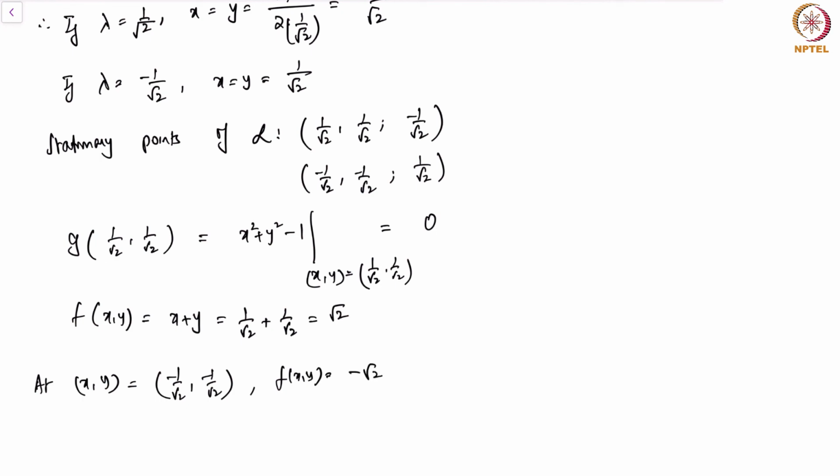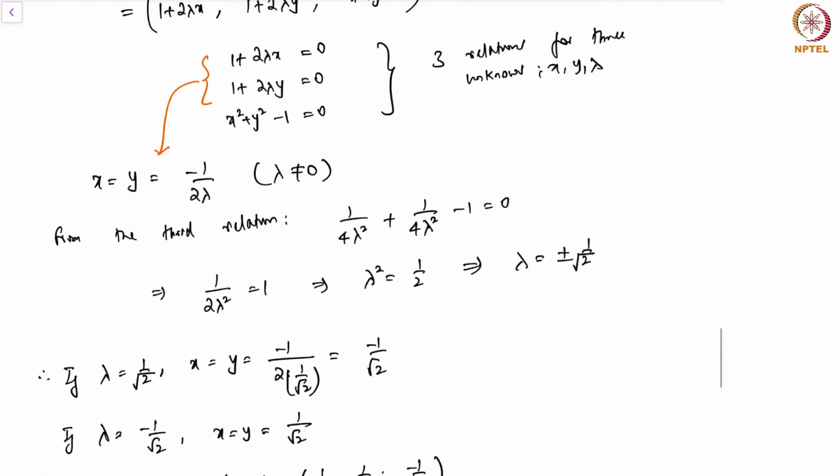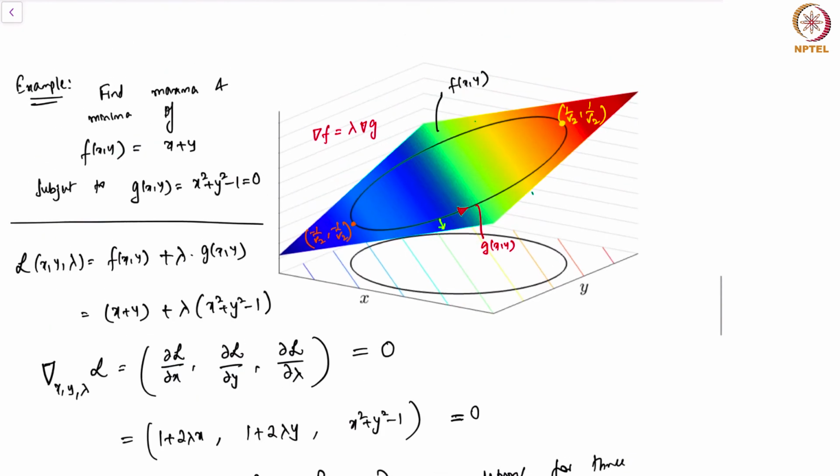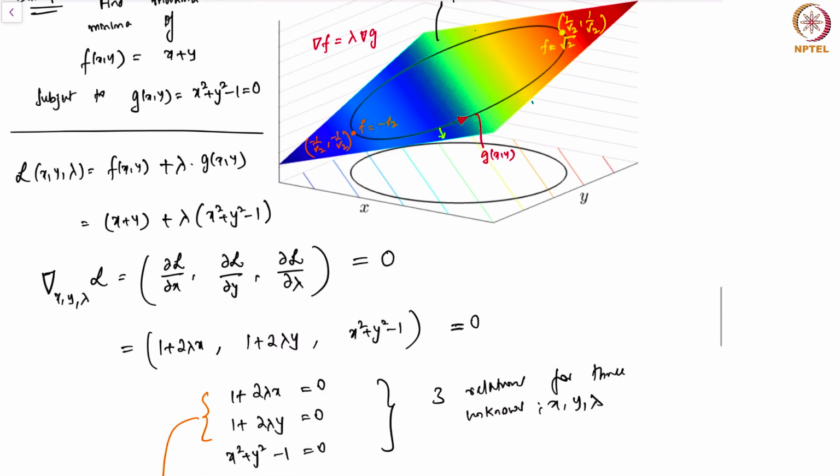So we've actually got the values of the function at those two locations. At the bottom you have f equal to minus root 2, and at the top f is equal to plus root 2. We've ensured that we are also on the constraint function by checking that g goes to 0. Let's quickly recap what we have done.